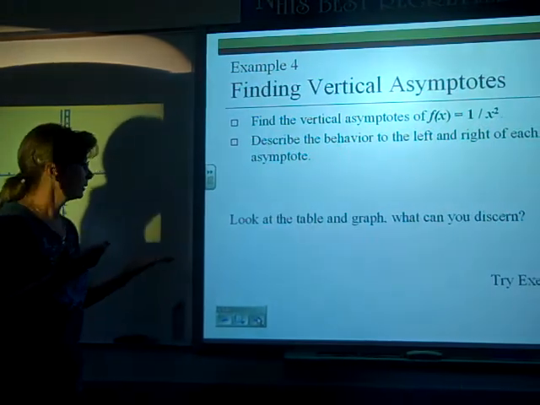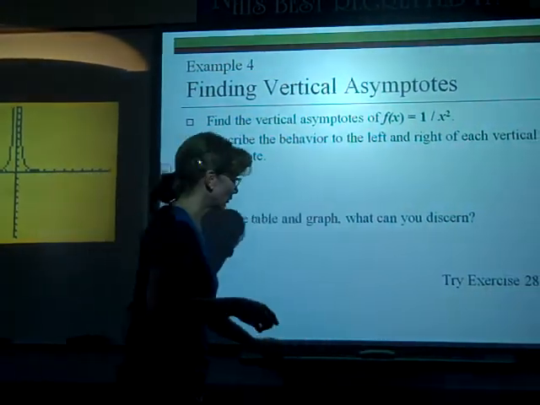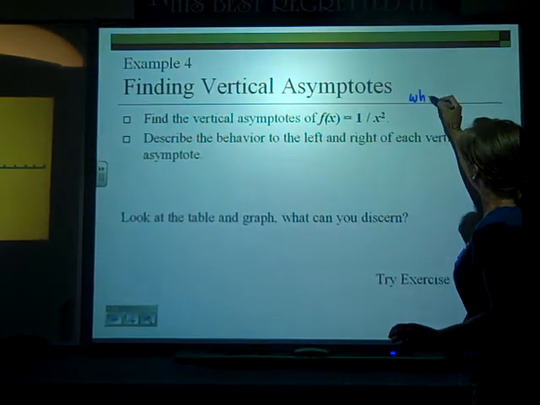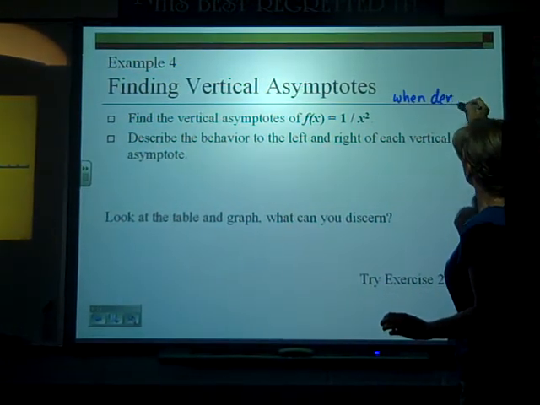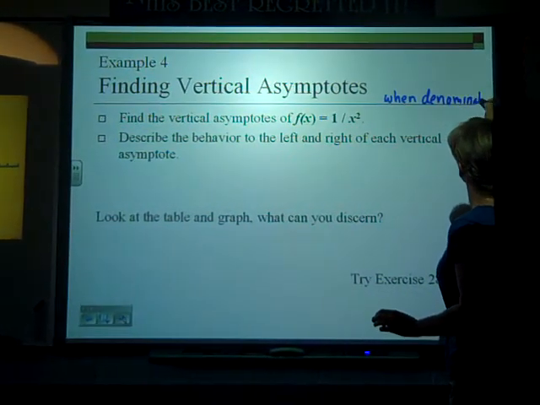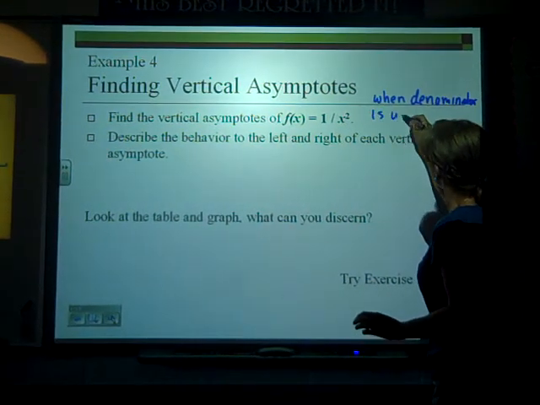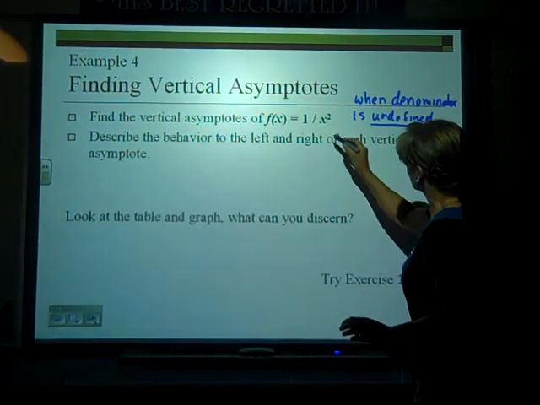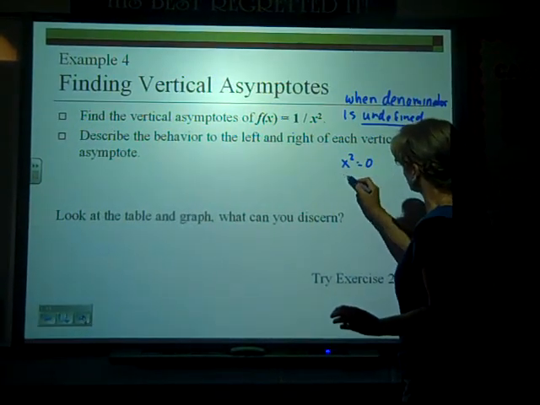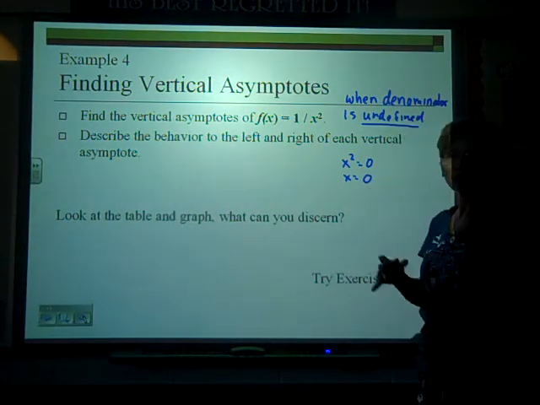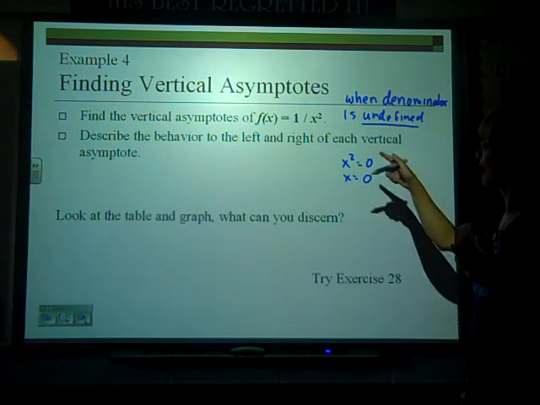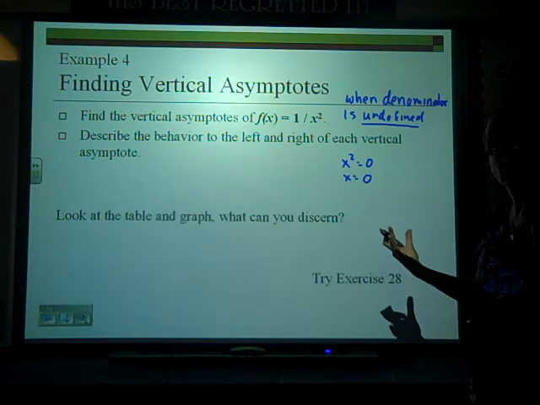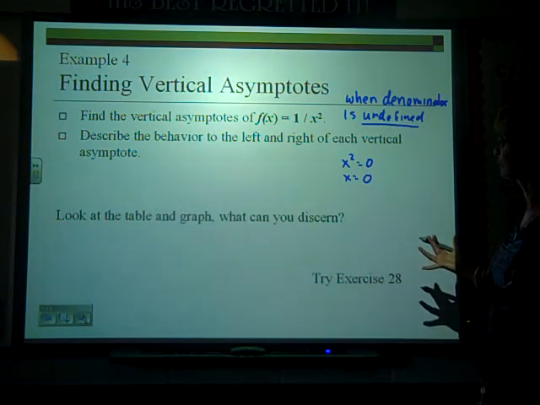So we know, and we'll just write that down, vertical asymptotes when the denominator is undefined. So when x squared equals 0, or when x equals 0, that's where we're going to find our vertical asymptotes. No matter how big, ugly, funny that denominator is, you just set it equal to 0. That's how you find your vertical asymptotes.